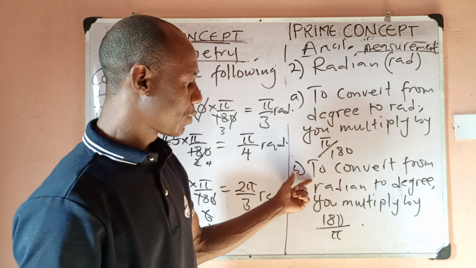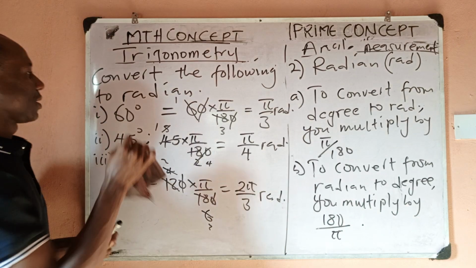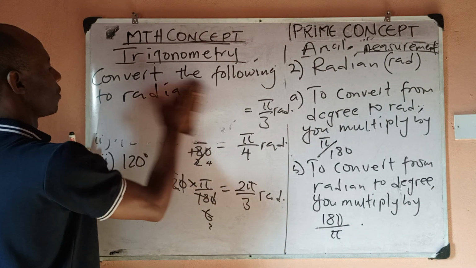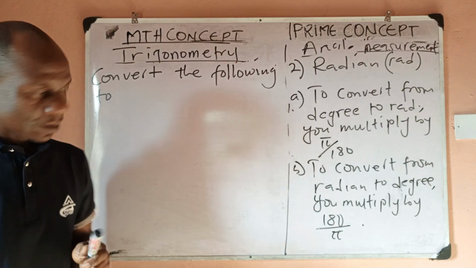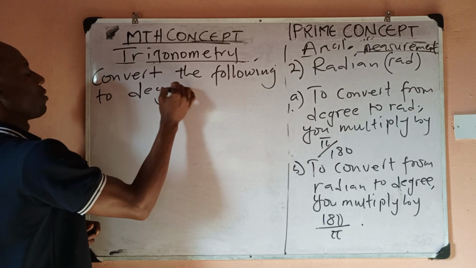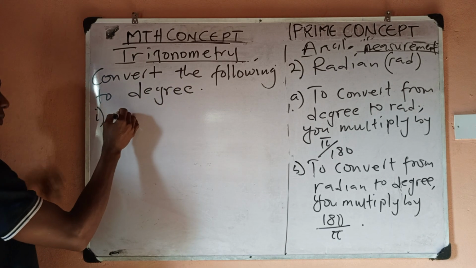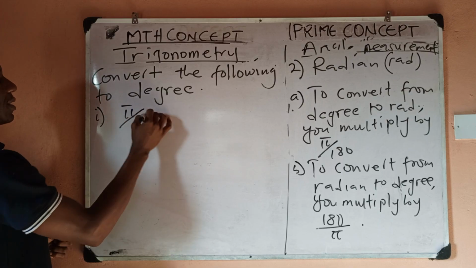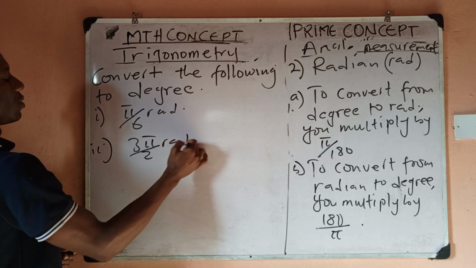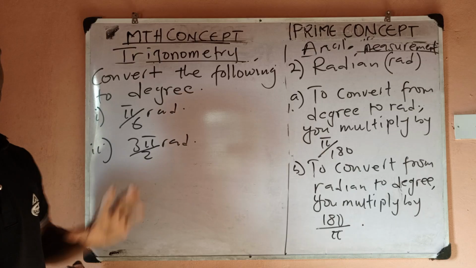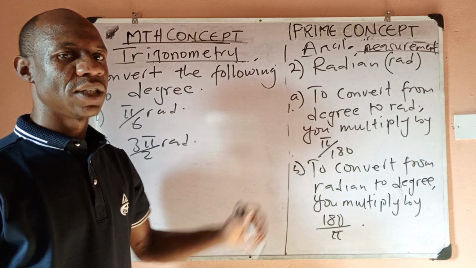So I'll give 1 or 2 examples in converting from radian to degree. How do we convert from radian to degree? Convert the following to degree. We'll take just 2 examples. Number 1, we have, let's say, pi over 6 radian. Number 2, let's say 3 pi over 2 radian. So we want to convert this to degree. And the concept says to convert from radian to degree, you multiply by 180 over pi.